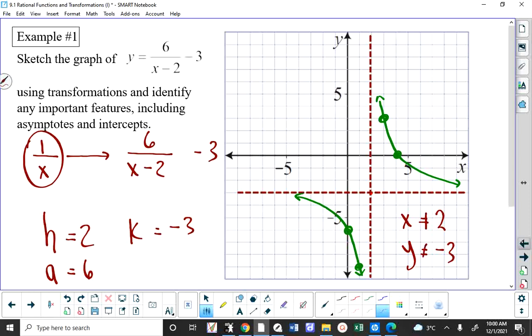Is this always going to be x is not equal to h? Yes. For these functions, okay? Not for some of the other ones we'll look at in this unit. The equations of the asymptotes would be y equals negative 3 and x equals positive 2. And we've got the y-intercept and the x-intercept, so we're done. Any questions with that example?